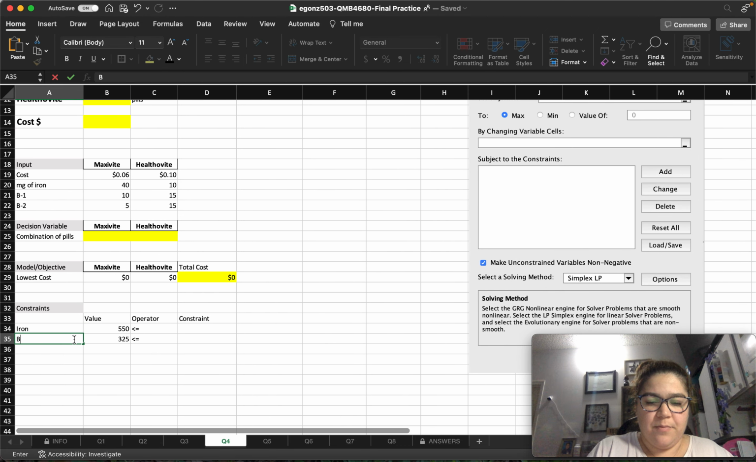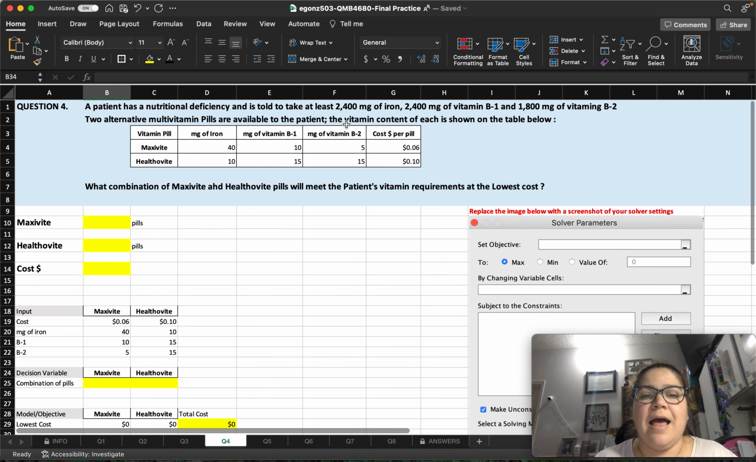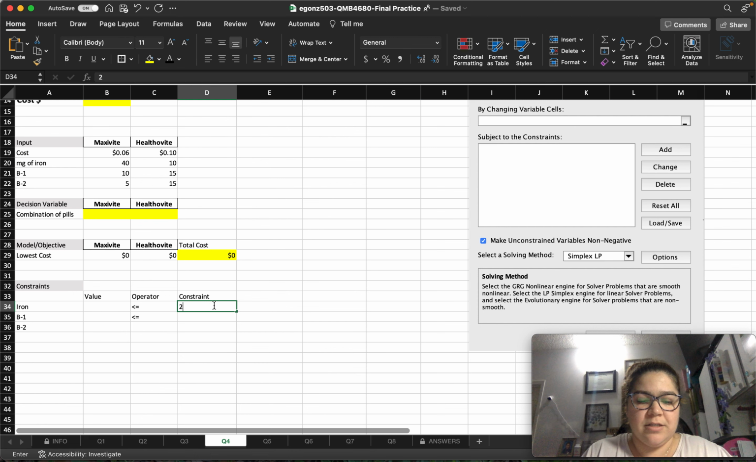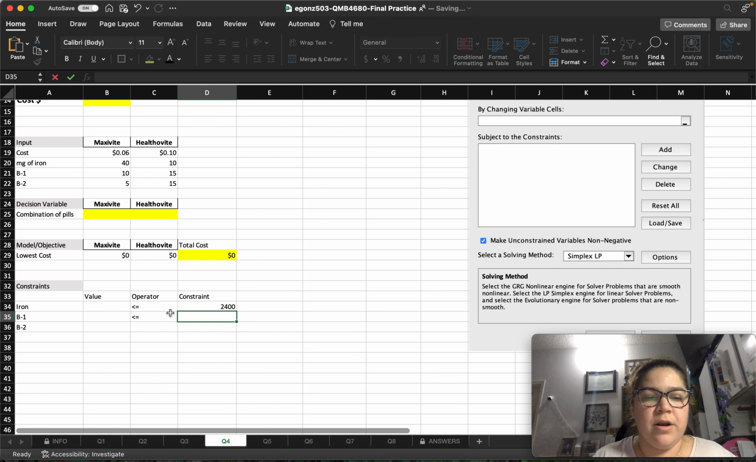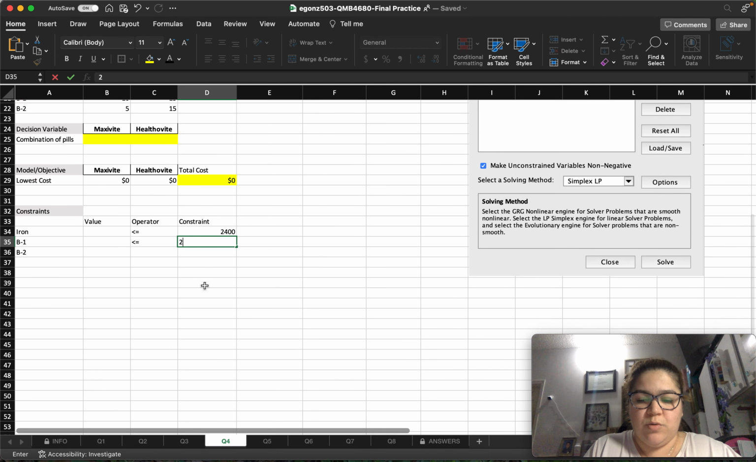Iron, B1. I think you can put pretty much any note that you want here. It's up to you, however you find it easier to do the exercise. Let me just clear these values. So in here it says at least 2,400 milligrams of iron. So my constraint is 2,400, right? And we're going to deal with the operator when we're done with these values. So 2,400 for B1 and 1,800 for B2. So 2,400 again for B1 and 1,800 for B2.